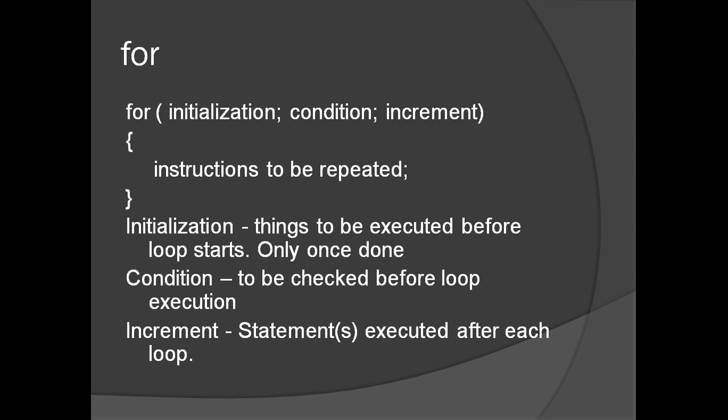For loop is very similar to while. Initialization: things to be executed before the loop starts, done only once, like the statement I equal to 0. The condition to be checked before the execution of the loop. Only if that condition is true, the loop will get executed. Increment: the statement executed after each loop, like I equal to I plus 1 or I plus plus.